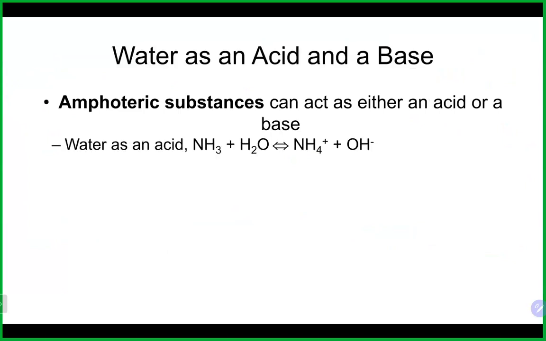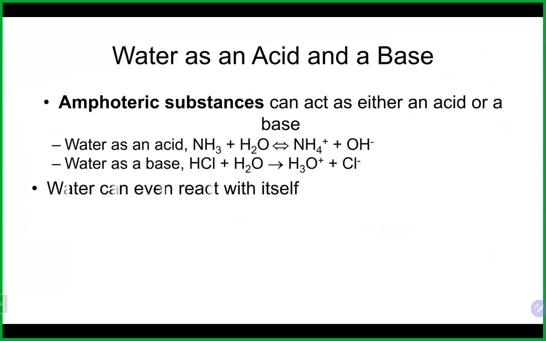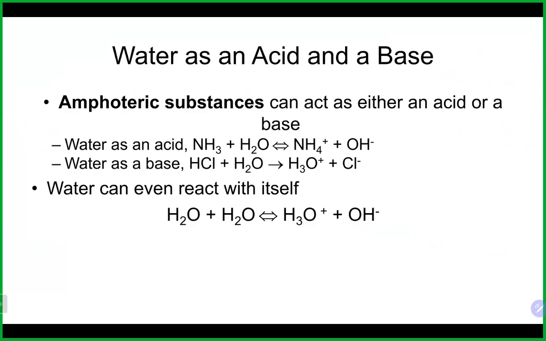So as we talked about, an amphoteric substance is a substance that can act as an acid or base. As we talked about a little bit earlier, we saw water in this case acting as an acid, and in this case acting as a base and accepting the H+. Water as well can react with itself, and that's what's happening when you have water in a beaker. Some waters are acting as acids, other waters are acting as bases.